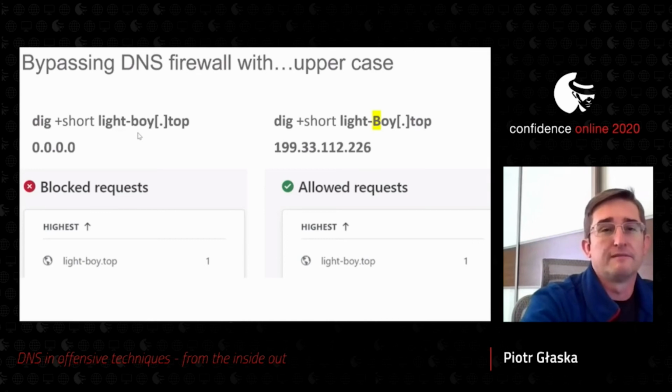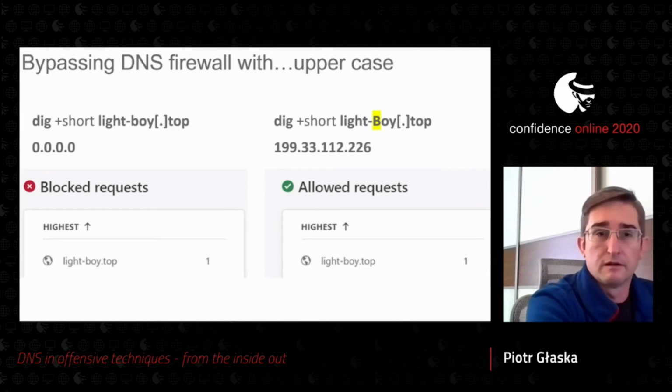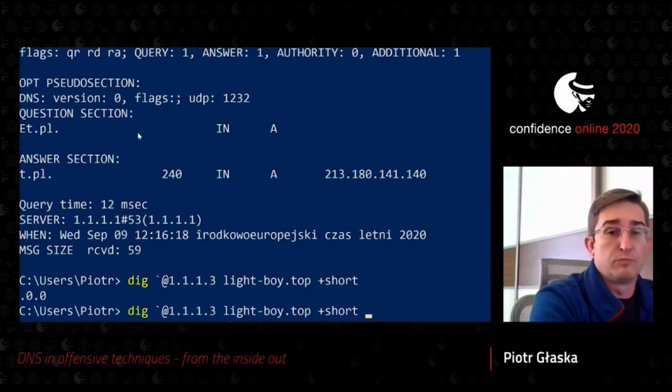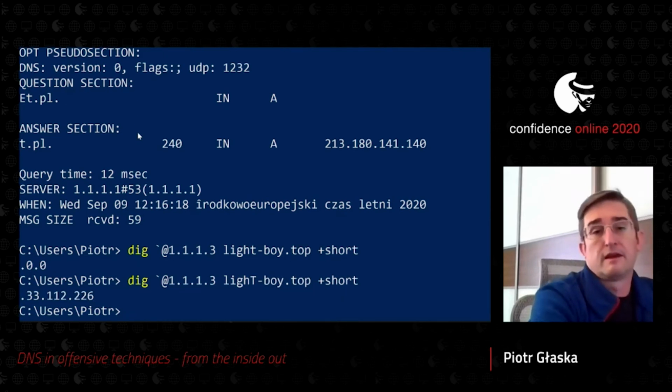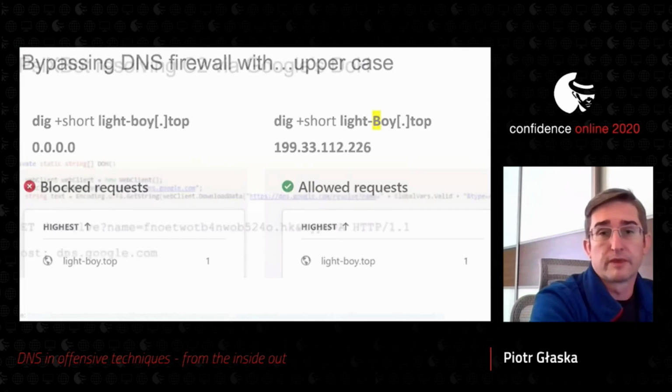So well, let's do it live actually. For example, if we ask Cloudflare for families for this light boy top, let's make it short. You can see it was blocked because this is a malware-related domain name, but it's enough to just change one letter, and then it's resolved to the malicious IP. So it can also be used to bypass some firewalls.